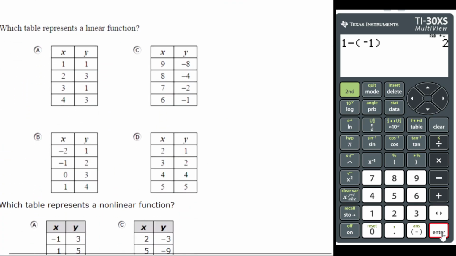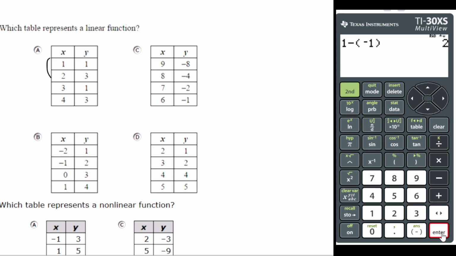Which table represents a linear function? So here we go. You want to try to move through this quickly. Actually, rephrase. You want to take your time, right? You need to take your time to make sure that you're right. But if you can get through these quickly, because these problems are a bit of a slog, then eliminating a choice quickly is to your advantage.